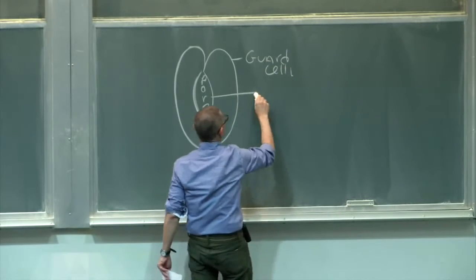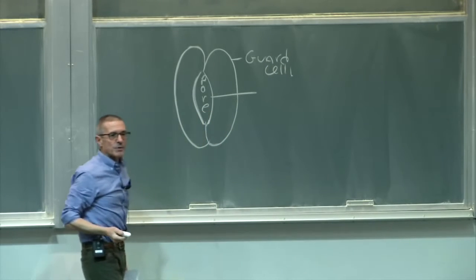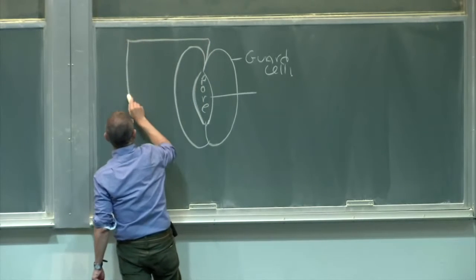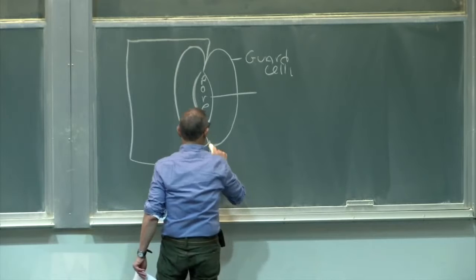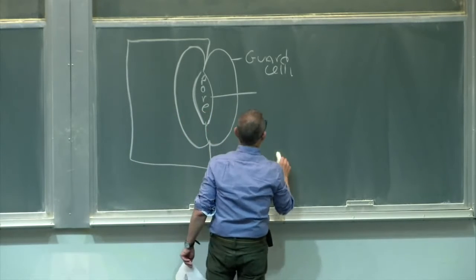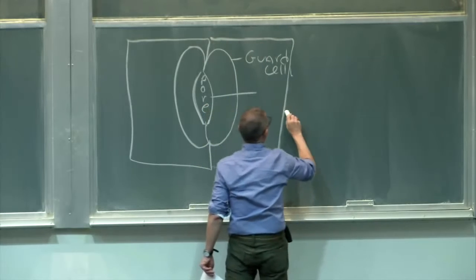plus the pore, and that these are part of the epidermis. And so what I want to add on for you is the surrounding epidermal cells in the leaf, if you pretend like this board is the leaf surface. So here we have now an epidermal cell.